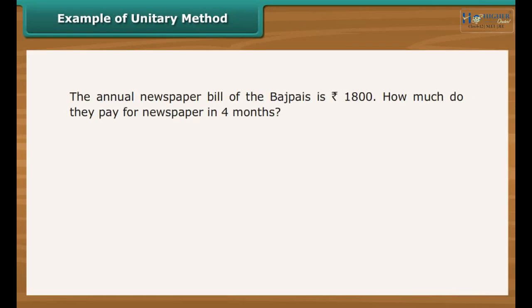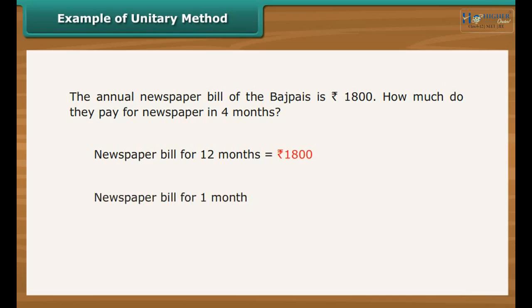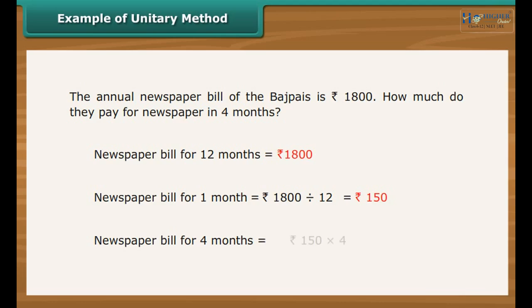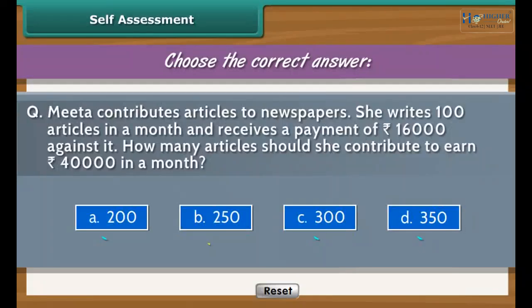Example of unitary method. The annual newspaper bill of the Bajpayis is rupees 1800. How much do they pay for newspaper in 4 months? Newspaper bill for 12 months is equal to rupees 1800. Newspaper bill for 1 month is equal to rupees 1800 by 12, that is rupees 150. Newspaper bill for 4 months is equal to rupees 150 into 4 is equal to rupees 600. Self-assessment. Attempt a question to test your understanding of unitary method.